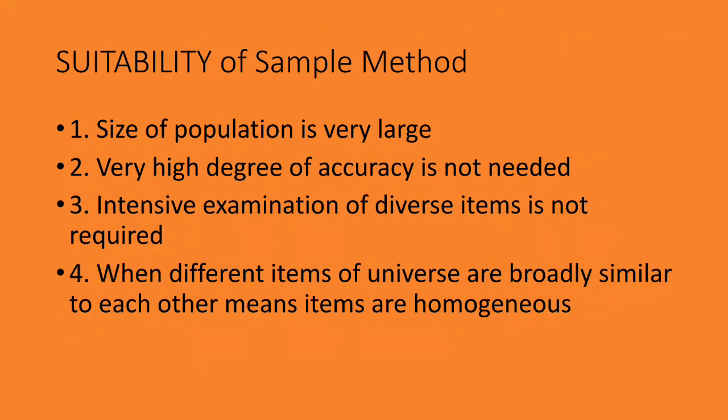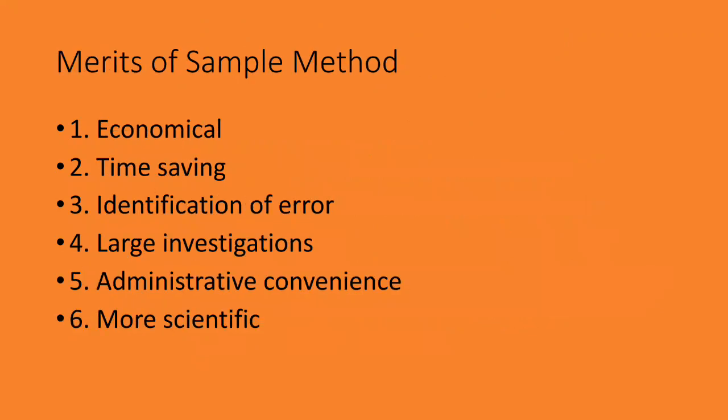This method is suitable where population size is very large. We cannot go to each and every unit, so we have to select a few persons to be our samples. Also, we can use this method where high degree of accuracy is not required. There is no need of intensive examination of different features of the items, and different items of the universe are of homogeneous features, meaning they are similar to one another.